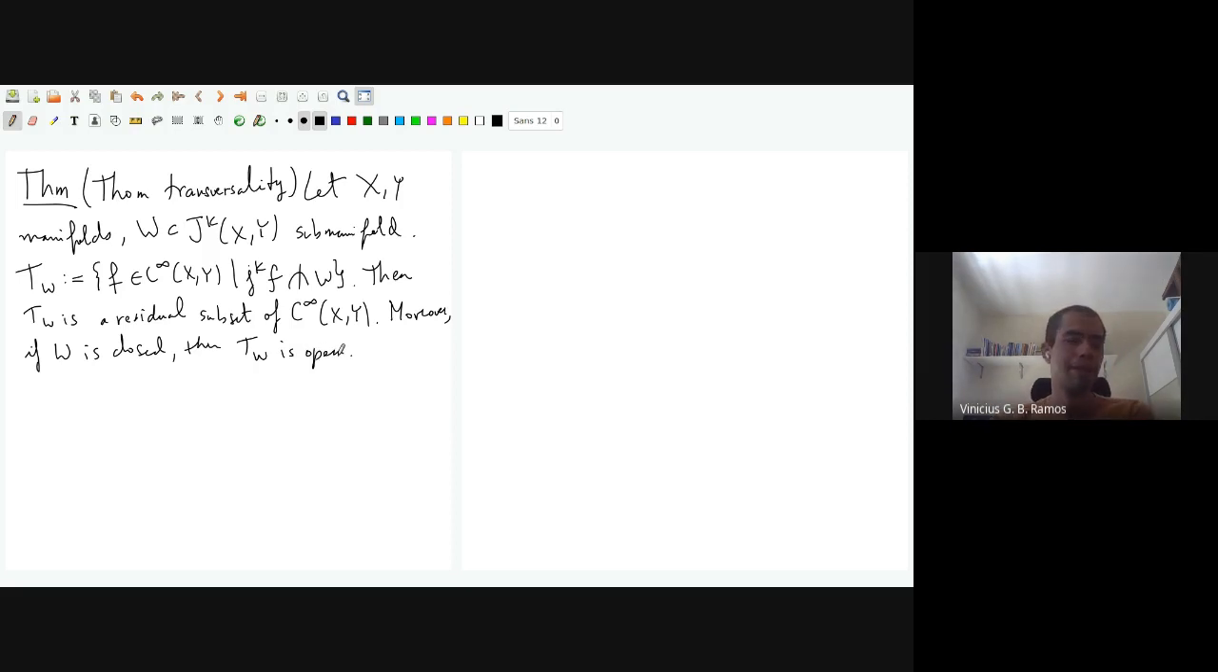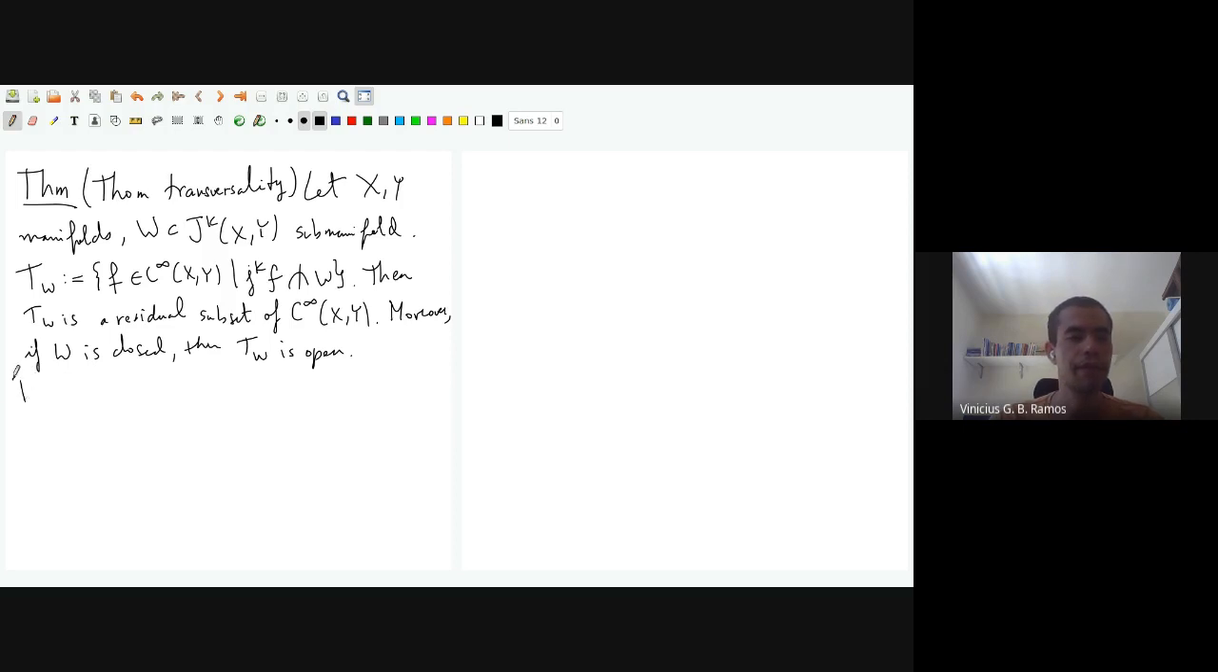Okay, so this second part, remember, we've already proved. It was a proposition yesterday that we proved that T_W is open if the submanifold is a closed subset. But we're going to use this in the proof, so for different W's.